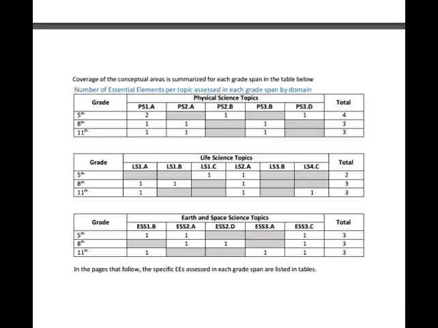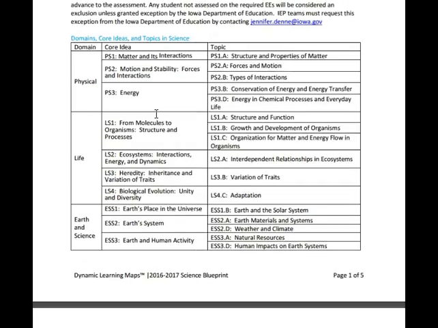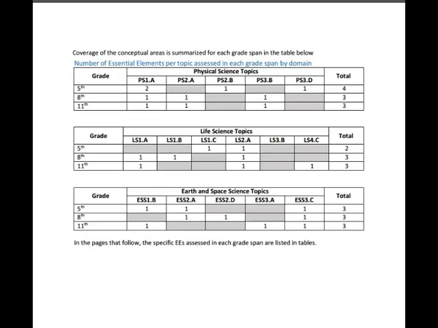So as an example, if we just pick the first one we come across here, 5th grade, under the physical science topics, we see there are actually 2 assessed, PS1A. If we scroll up, notice the core idea is matter and its interactions, but the topic is structure and property of matter. So again, this blueprint will give you a clear picture of which essential elements are going to be assessed. And then if you jump back into the essential elements themselves, you'll get a clearer picture of what instruction looks like for that essential element.